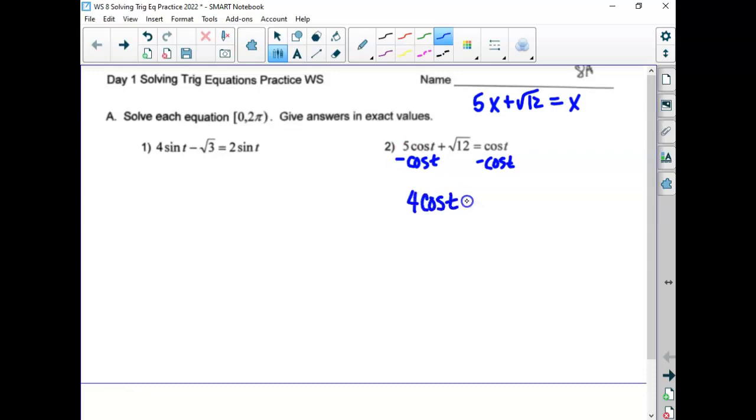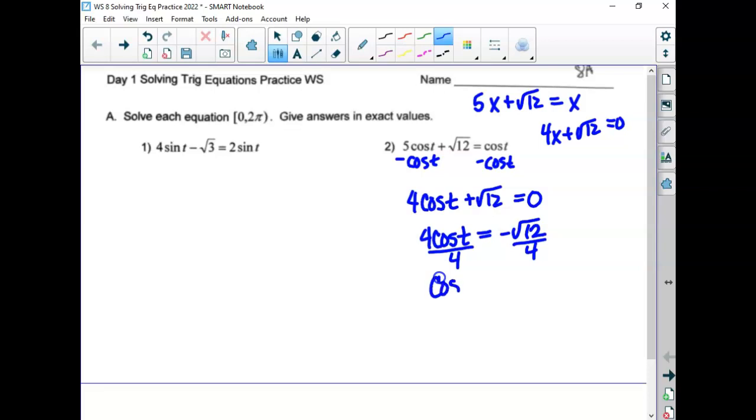4 cosines of t plus the square root of 12 equals 0. Now we still got to isolate. Okay, if we subtracted an x up here, we'd have 4x plus square root of 12 equals 0. Somehow you got to get the x by itself or the cosine of t by itself. Can I subtract the square root of 12 over to the other side and then divide everything by 4? I don't know how much room you have, sorry. But we got to do something with that mess.